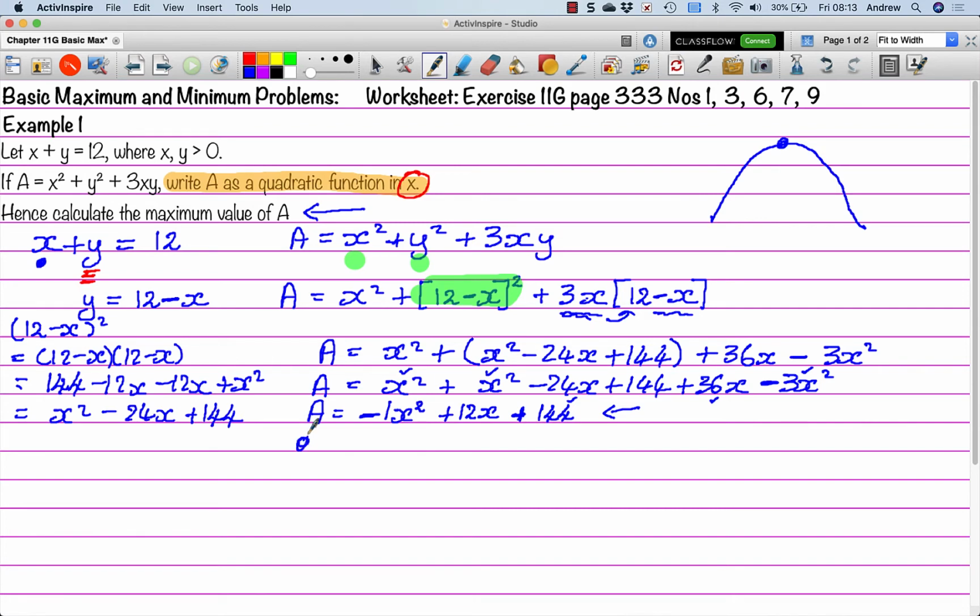So we are going to do dA by dx, and that's going to be minus 2x plus 12. If you do go into automatic pilot and differentiate a second time, d2A by dx squared, it's not the end of the world. The answer is minus 2. Minus 2 is less than 0. Therefore, we are going to have a maximum.